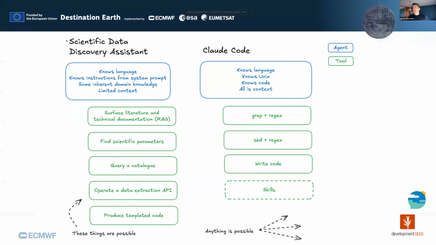So we're building a scientific data discovery assistant. The way these applications are built, you have an agent, which is basically the large language model that makes decisions, and then you have tools that this agent can use, and it decides on its own when to use which tool and how to combine the outcome. In this scientific data discovery assistant, we have an agent that knows language, as all LLMs do. It has some instructions from a system prompt about what its purpose is and what to do, and also what it might use these tools for. And then it has some inherent domain knowledge.